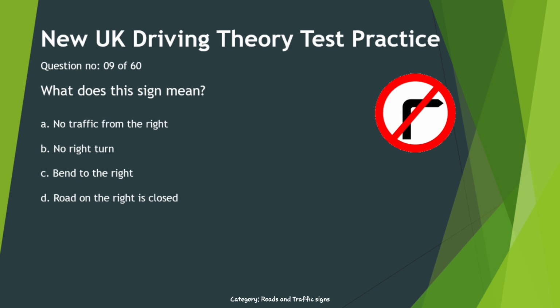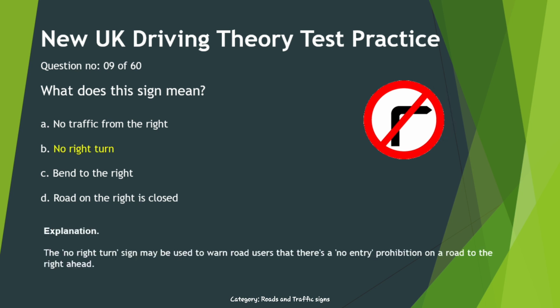Question 9 of 60. What does this sign mean? A. No traffic from the right. B. No right turn. C. Bend to the right. D. Road on the right is closed. The correct answer is B. No right turn. Explanation. The no right turn sign may be used to warn road users that there's a no entry prohibition on a road to the right ahead.